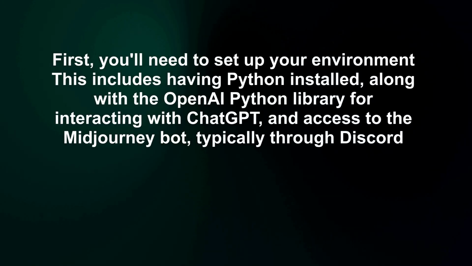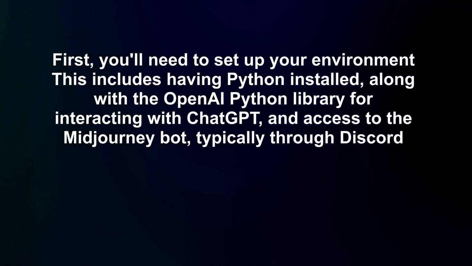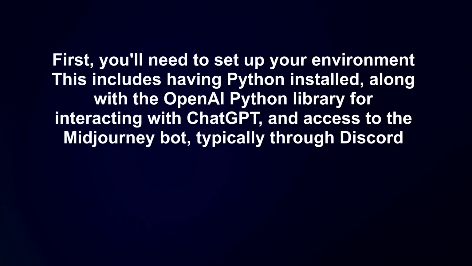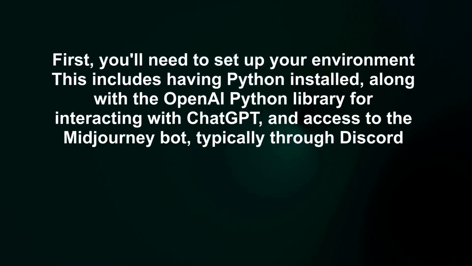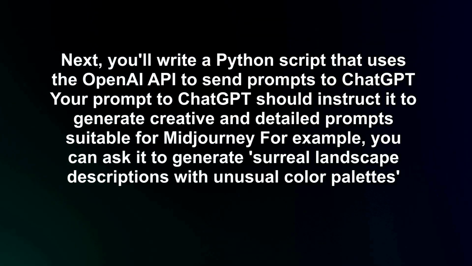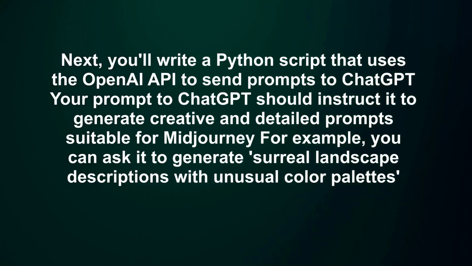First, you'll need to set up your environment. This includes having Python installed, along with the OpenAI Python library for interacting with ChatGPT, and access to the Midjourney bot, typically through Discord. Next, you'll write a Python script that uses the OpenAI API to send prompts to ChatGPT.